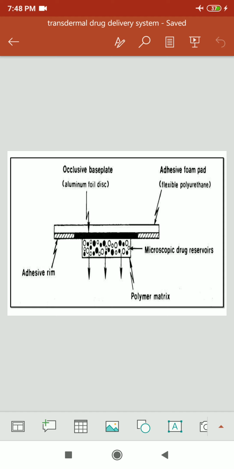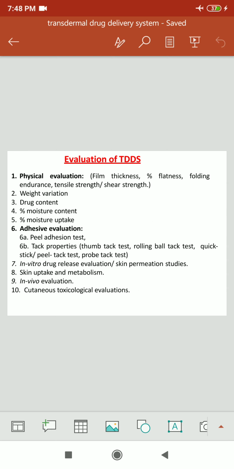Here the adhesive rim is extra in this medicated disc device. Now, evaluation of transdermal patches. In your syllabus, GTU doesn't mention the evaluation parameters of this drug delivery system, but here we are discussing the physical evaluation. The thickness of the patch, endurance capacity of the patch, tensile strength of the patch, moisture content, moisture uptake, all the parameters are measured.